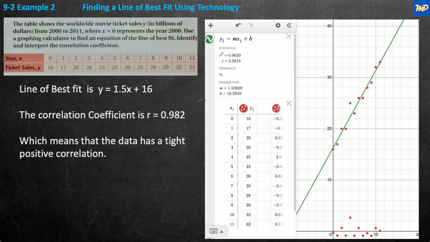So the table shows worldwide movie ticket sales Y in billions of dollars from the year 2000 to 2011. Find X, where X represents the year 2000. Use the graphing calculator to find the equation of the line of best fit and identify and interpret the correlation coefficient. Well, this I'm not going to be able to teach you how to use that calculator.